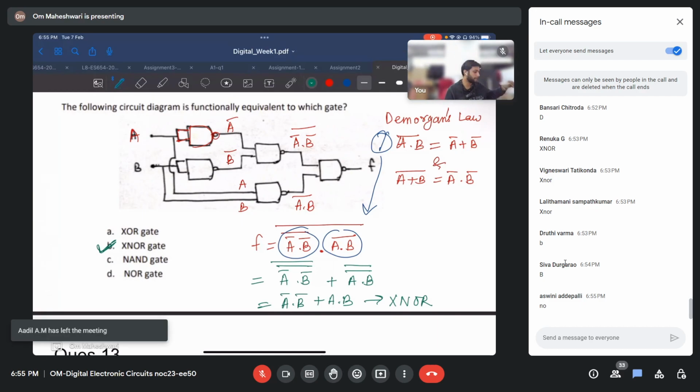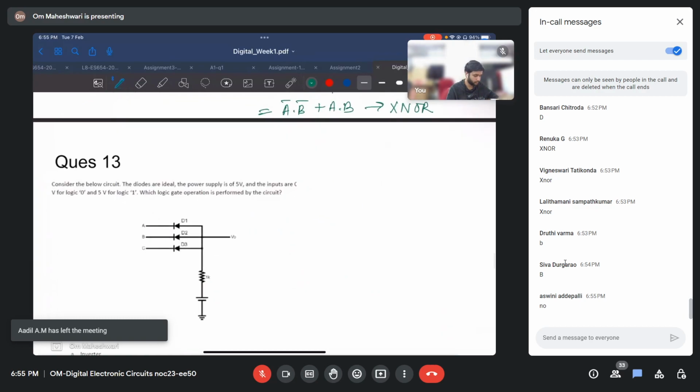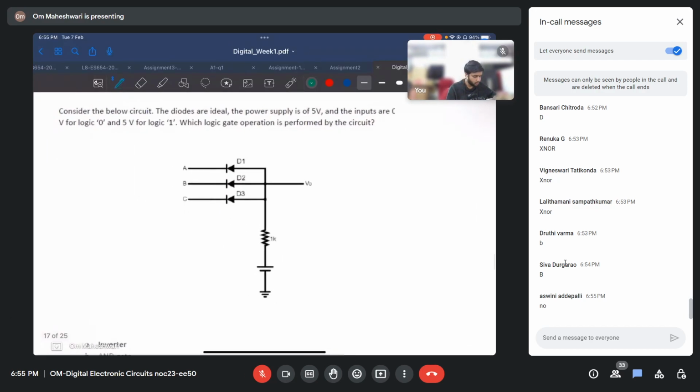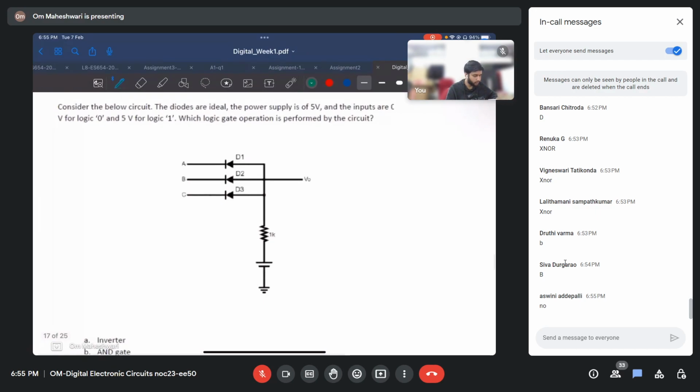Okay. Consider the below circuit. The diodes are ideal. The power supply is of 5 volts. The inputs are 0 volt for logic 0 and 5 volt for logic 1. Which logic operation is performed by the circuit?